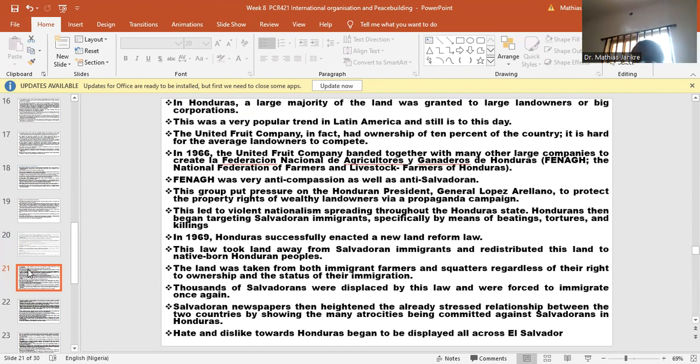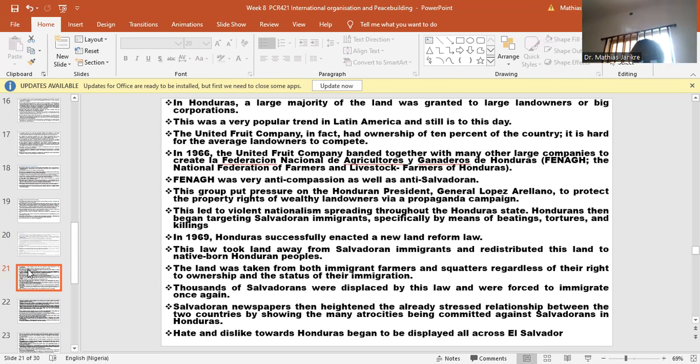Honduras. FENAGH was very anti-communist as well as anti-Salvadorian. This group put pressure on the Honduran President General Lopez Arellano to protect the property rights of wealthy landowners via a propaganda campaign. This led to violent nationalism spreading throughout the Honduran state. Honduras then began targeting Salvadoran immigrants, especially by means of beating, torture, and killing.